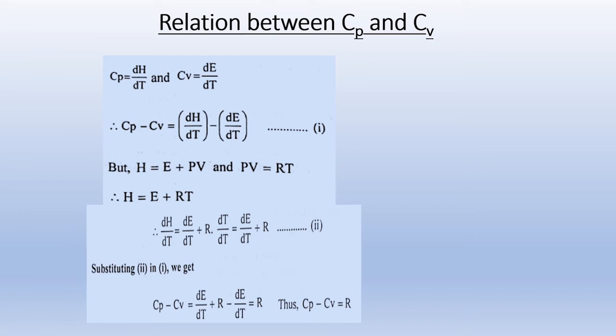And this dH by dT is Cp and dE by dT is Cv. So we can write Cp equals Cv plus R, or Cp minus Cv equals R. So this is the relation between Cp and Cv.